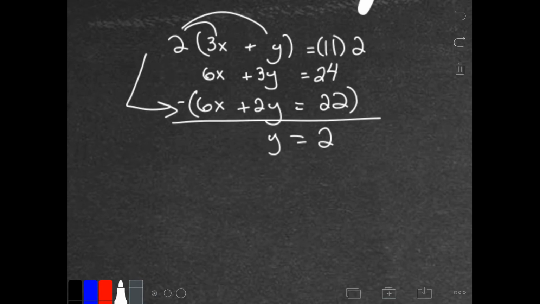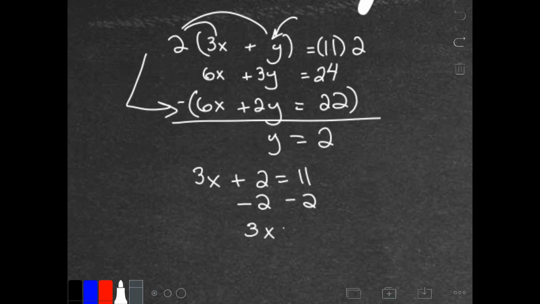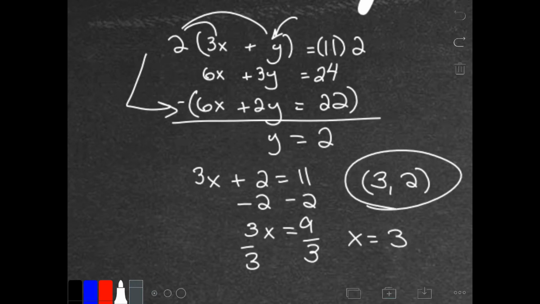Let's solve for x. I'm going to plug it back into the first equation. So that'll be 3x plus 2 equals 11. Subtract 2, 3x equals 9. Divide by 3, and we get x equals 3. Go ahead and write your ordered pair for your answer and circle it up.